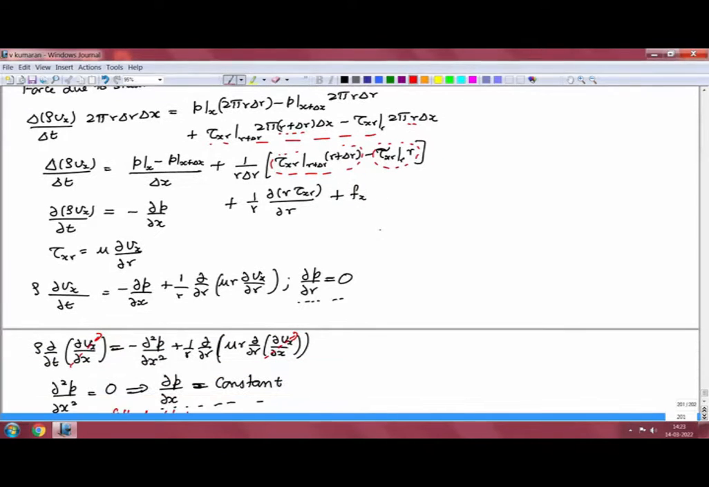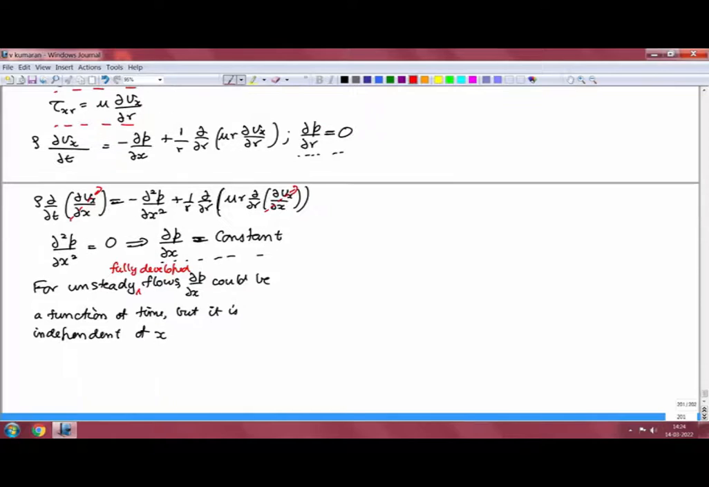The final equation that we got was partial of rho Vx by partial t is equal to minus partial p by partial x plus 1 by r d by dr of r tau x r, plus any force Fx in the x direction. And the stress was mu into partial Vx by partial r. So, that is the equation for the stress and the unsteady momentum balance equation for the x momentum for a fully developed flow.